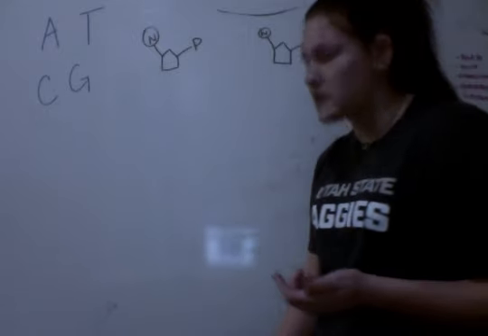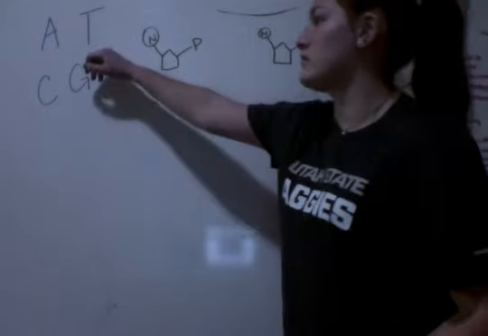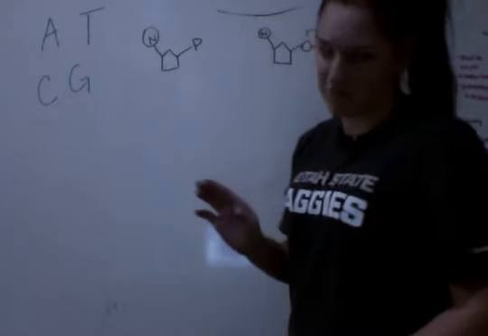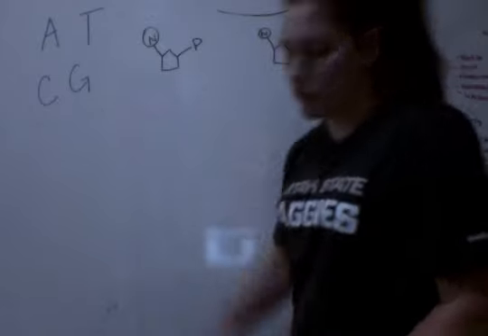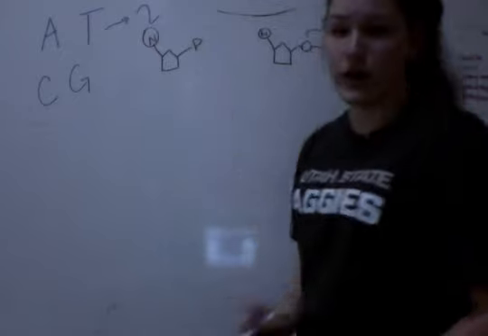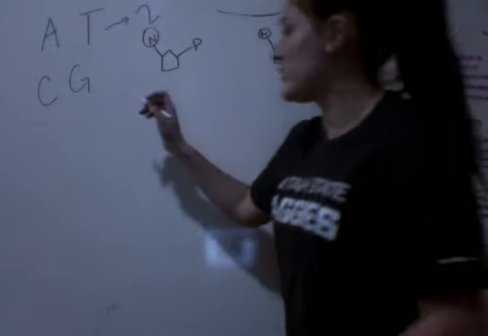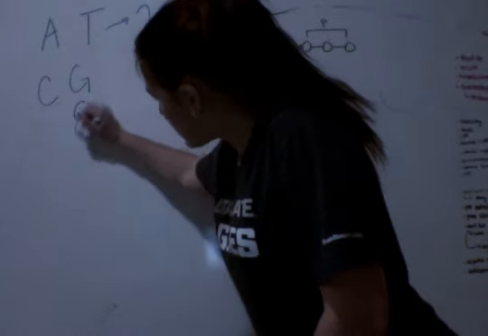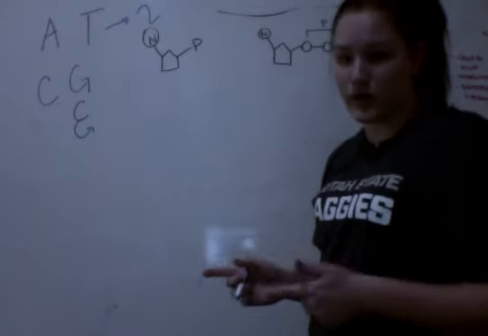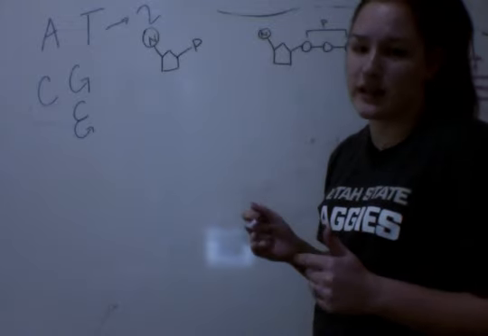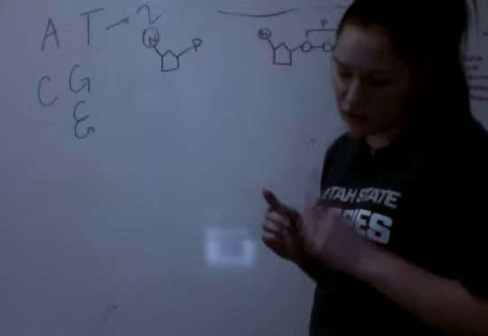So the way I remembered this one is A and T both have two lines, so that reminded me that they have two hydrogen bonds between them. And then on this one, I put C on top of G, which would give you three. Kind of weird, but that's my best way of remembering it.